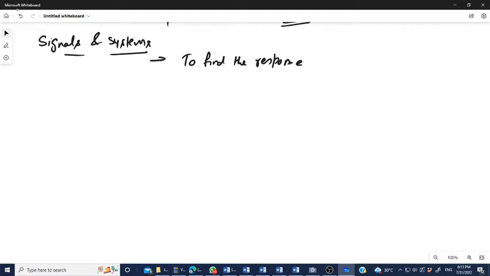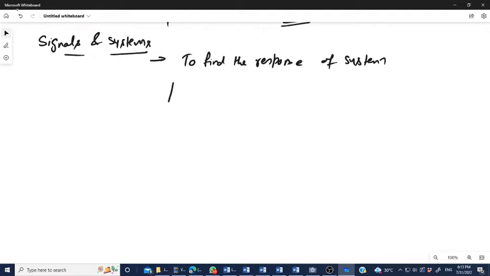As you know, this particular subject is devoted to signals and systems, because the name of the subject is signal processing. What we are concerned about in signals and systems, we will start with the topic of signals and systems. Our main concentration is to find the response of the system. And what is the system? We will discuss in a while.